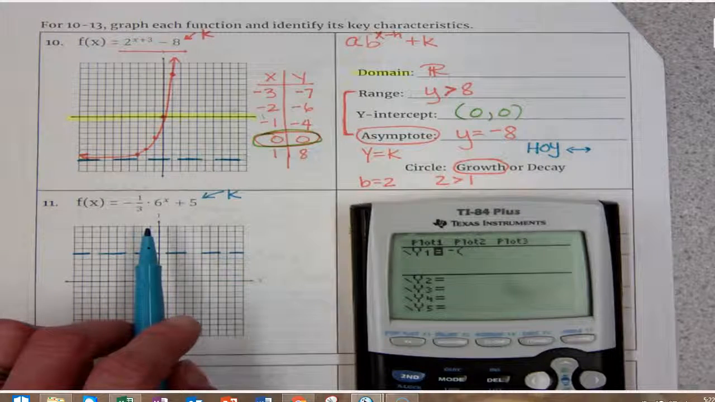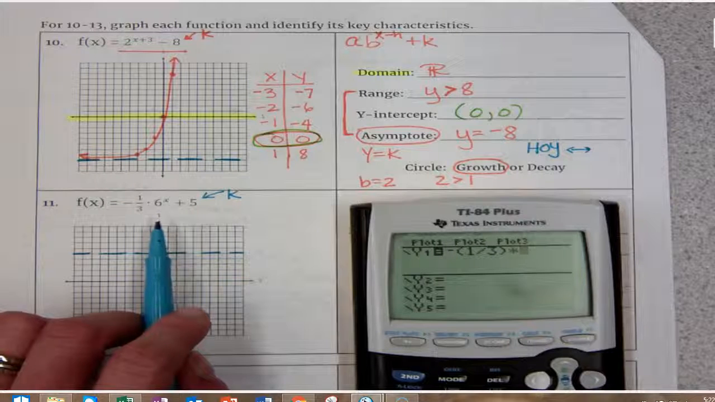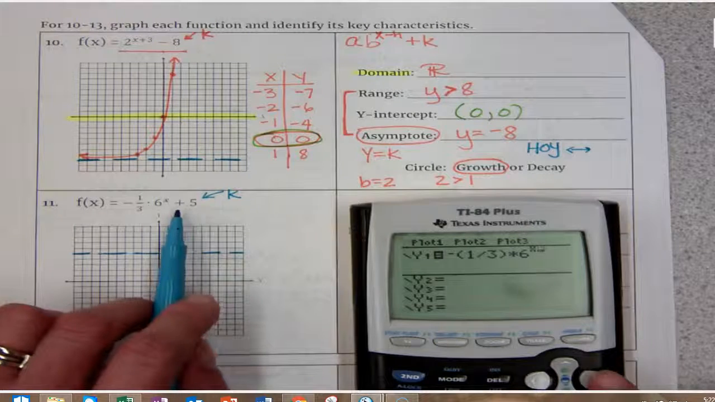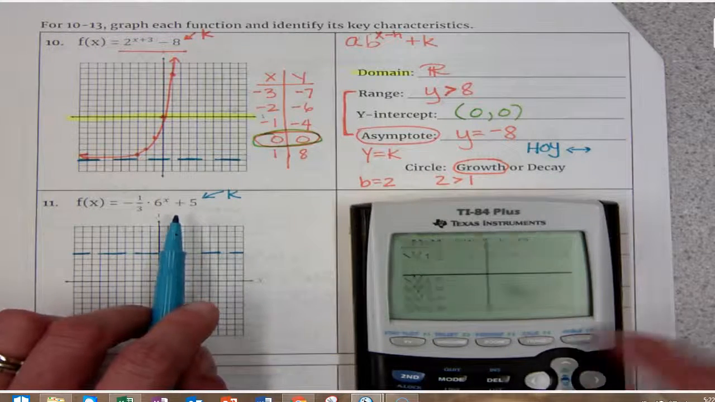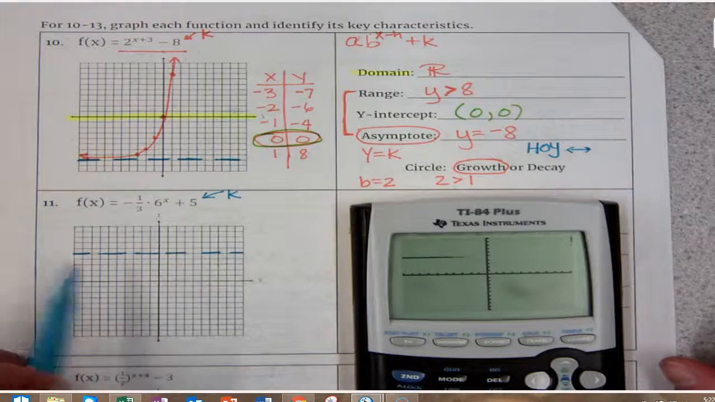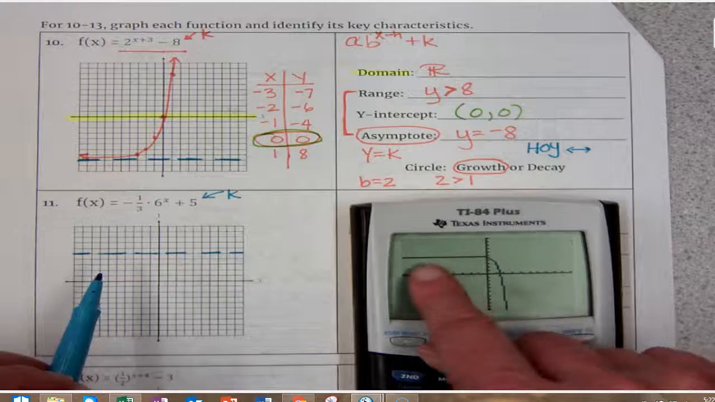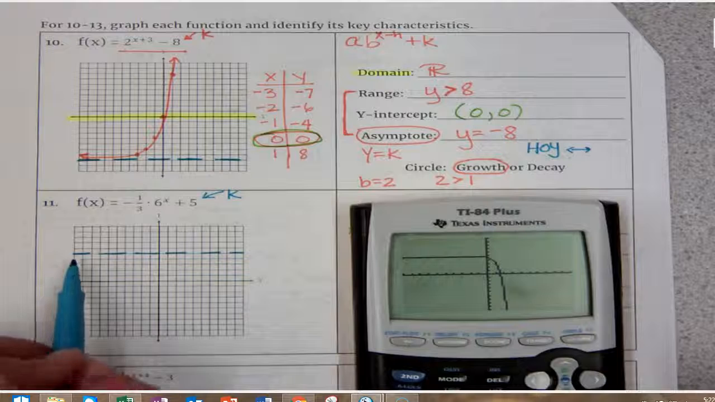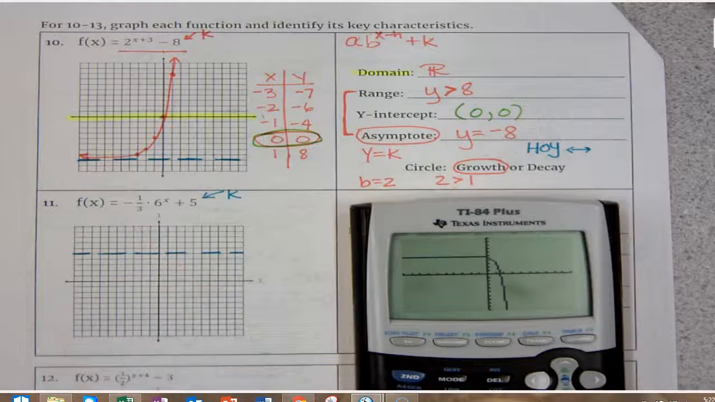Negative, and I'm going to put in parentheses, 1 divided by 3 in the parentheses, times 6 raised to the x power. There's no horizontal shift, plus 5. Graph. And sure enough, at 5, my graph is leveled out because it will run along this line but never touch it.